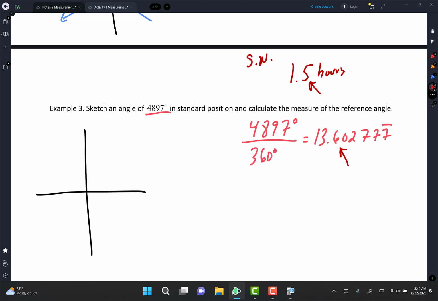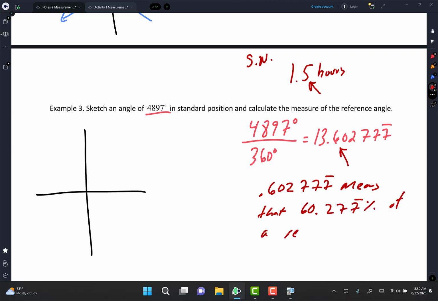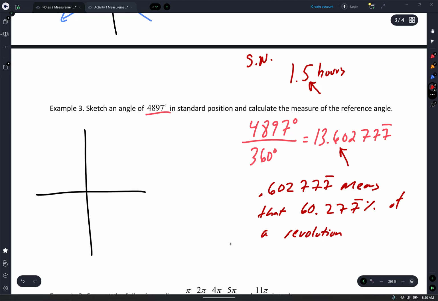So let's write this down because you guys got to get better with number theory. 0.602777 with that going forever means that 60.277% of one revolution. It probably sounds funny. 60.277 means that 60.277% of a revolution. No, that's fine. We're not English majors. How do we feel? Okay, so here we go.